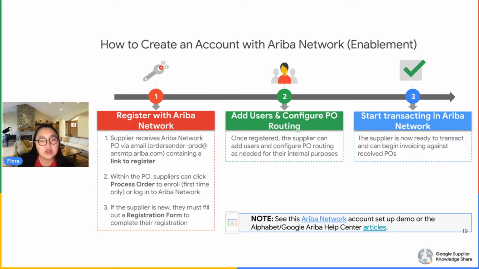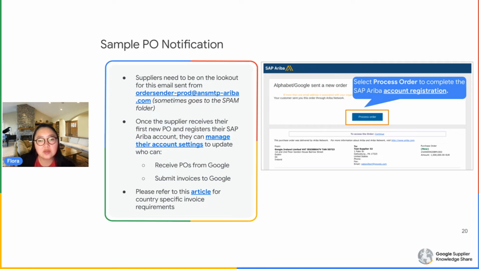Once you register, you can also configure the setup with your internal leads from your organization, and you can also add additional PO sharing emails. I'll present the demo after the slides so you can see how to configure the PO sharing emails. And step 3, you're ready to submit invoices against POs through Ariba Network. Next slide, please. On the next slide, there are also some screenshots of how to see the first PO you receive and how to process the order.